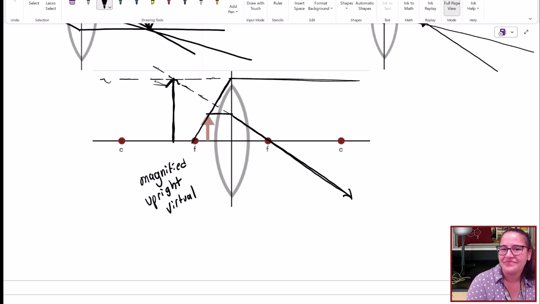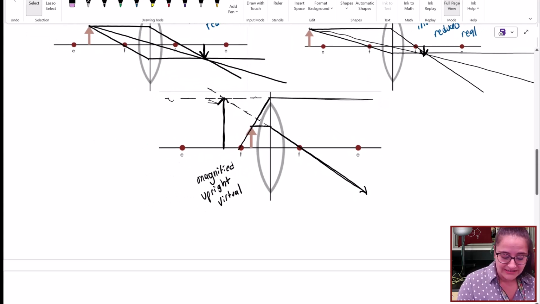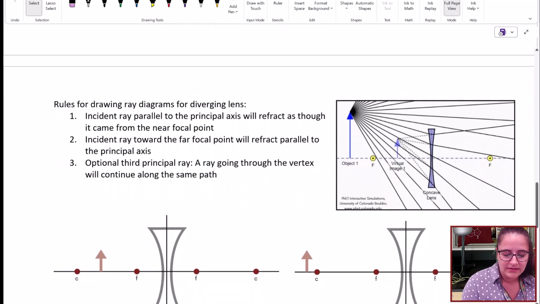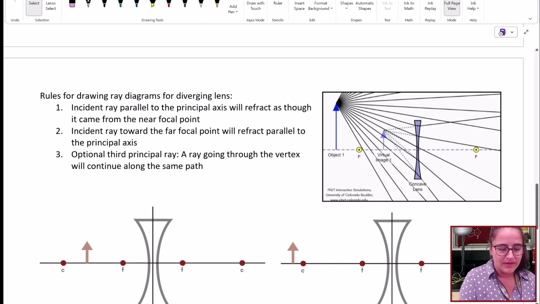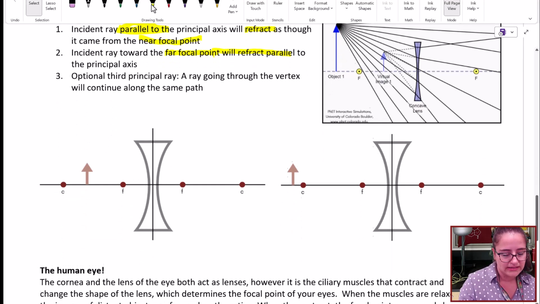Okay, cool. Let's go ahead and do some for diverging lenses. Very similar process. Incident rays that come parallel to the axis will refract as if they came from the near focal point. So we're kind of switching our focal point references between converging and diverging lenses. Ones that go toward the far focal point will refract parallel. And again, we have that optional third. So let's see what this looks like.